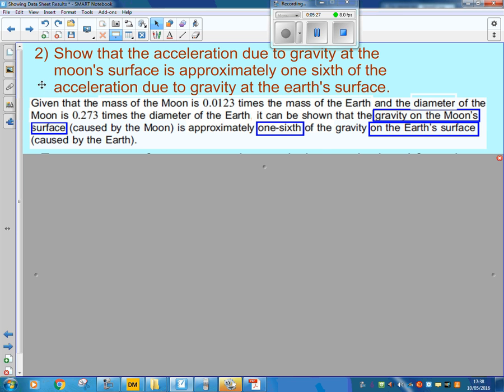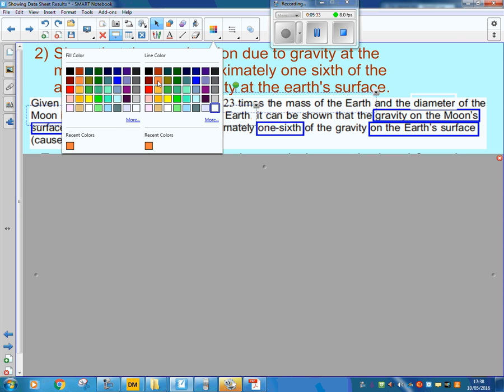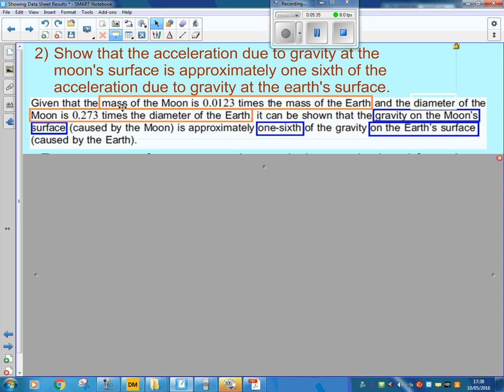So again, is there any other information above that which is important? If I take this and then show them again, we're told the mass of the Moon, we're not told actually what it is, but it is 0.0123 times the mass of the Earth. So it's a lot smaller because it's 0.01. It's about 1% of the mass of the Earth, a little more than 1% of it.